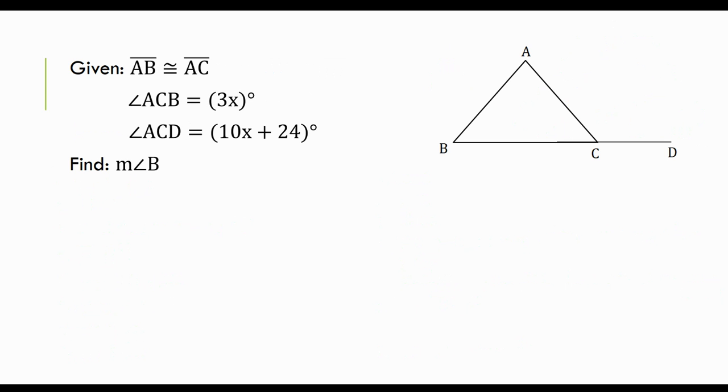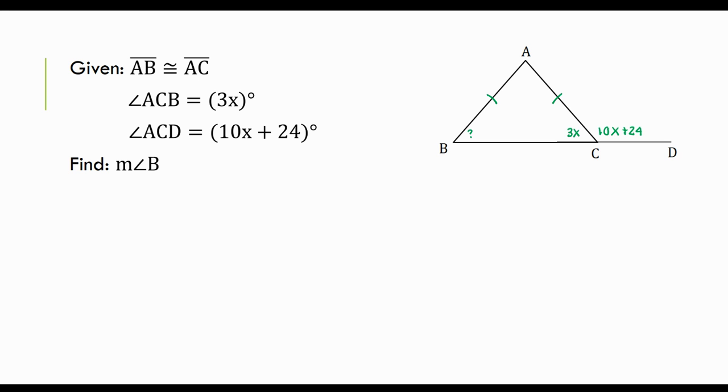All right, let's look at this algebra problem. So I'm going to be marking up my picture, so go ahead and sketch that picture. We know that segment AB is congruent to segment AC, so I'm going to mark those. I know that angle ACB, so follow the letters, ACB is going to be 3x. And if I follow the letters ACD, which is this angle outside of the triangle, is 10x plus 24. We want to find the measure of angle B.